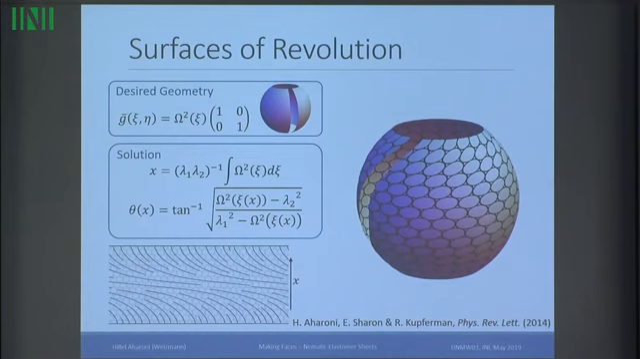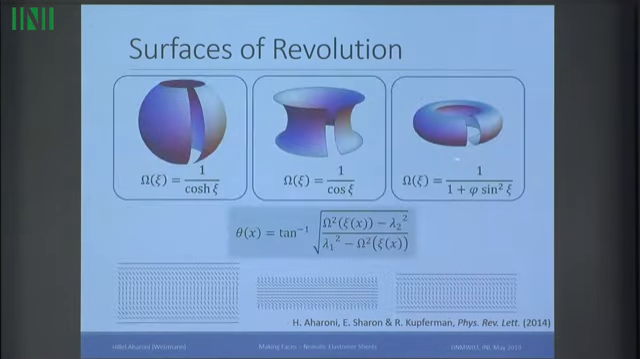And you can run this exact same algorithm for any surface of revolution. You just need to write down the function, the conformal factor that defines the geometry, and plug it into our equations, and get a ribbon that would deform into that geometry upon actuation.